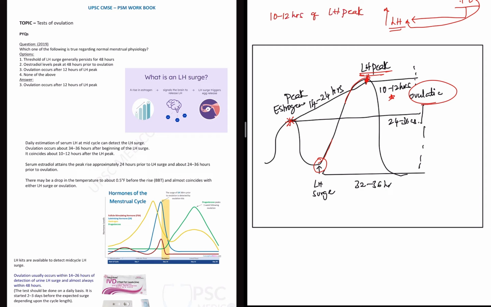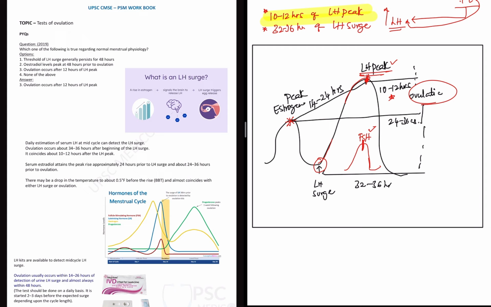At the same time of LH peak, one more hormone which peaks is FSH. Because the levels are not high, we don't measure them. Okay, at the same time of LH peak, even FSH also peaks. But what is more important from exam point of view is 10 to 12 hours of LH peak, ovulation occurs. And if you want to ask one more question, that is 32 to 36 hours of LH surge. So after LH surge occurs, it takes around 32 to 36 hours for ovulation to occur.